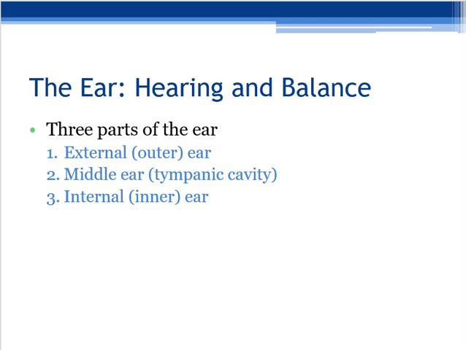Alright, next we're going to be looking at the ear. So we're going to be focusing on organs for hearing and organs for balance. Now, when we're looking at the anatomy, there are three parts to the ear. The external ear, also known as the outer ear, the middle ear, sometimes called the tympanic cavity, because it's outlined by the tympanum or eardrum, and the internal or inner ear.